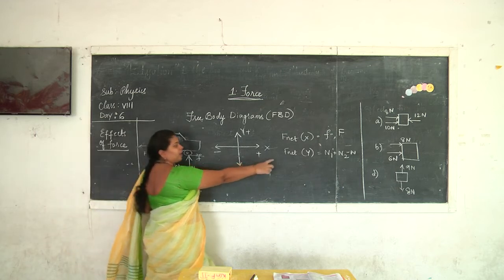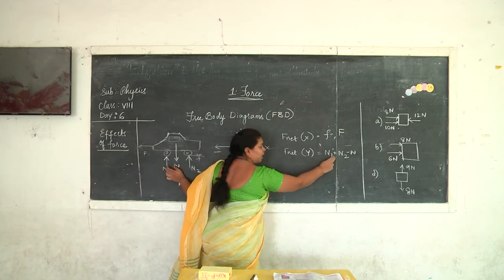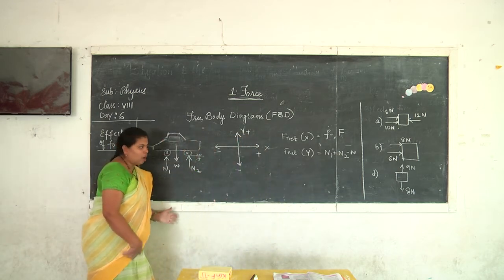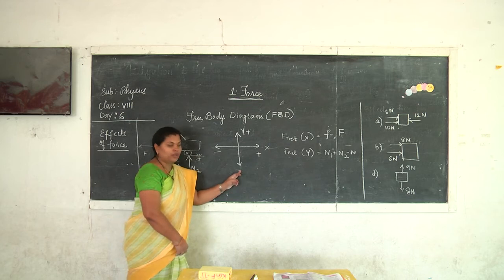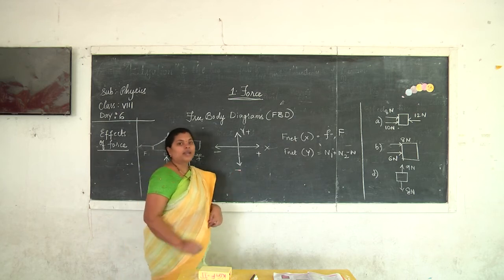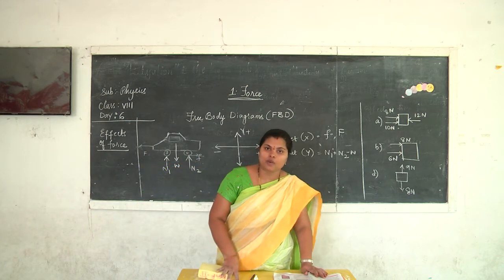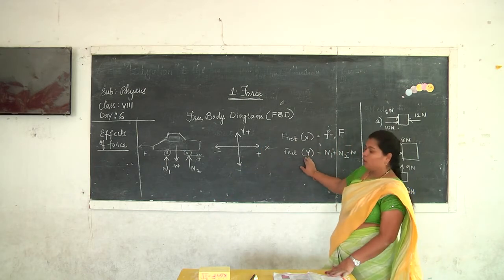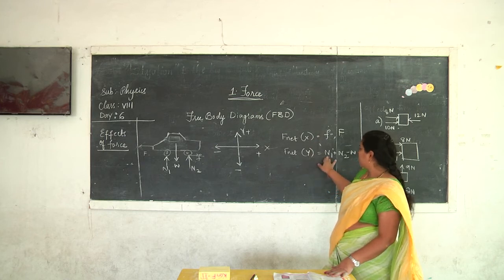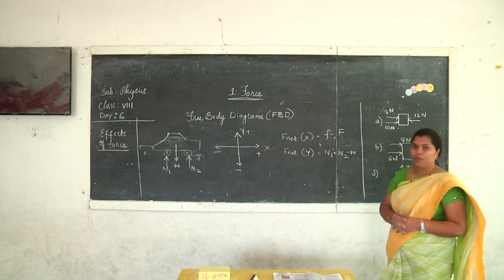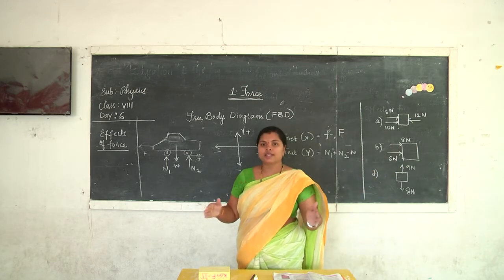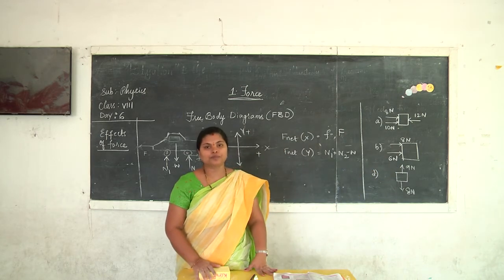So I have taken here F net y is equal to N1 plus N2. Whereas your weight of the car is acting downward. Downward you need to be taken as negative sign according to the sign conventions. So the total net force acting along the y direction or y-axis is N1 plus N2 minus W. This is how you will calculate net force along x-axis and y-axis.